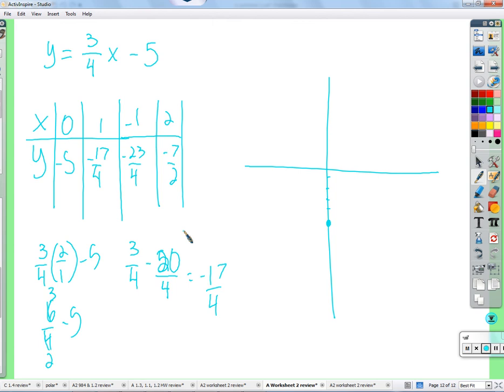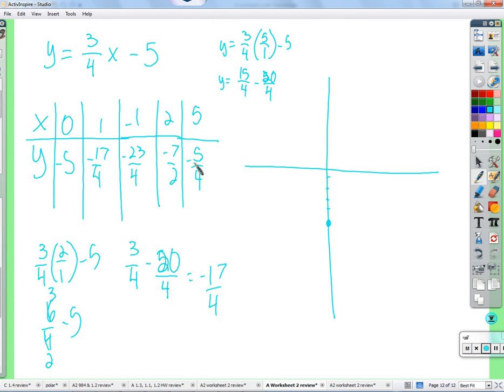I guess wouldn't 5 be easier? Plug in a 5? Yeah. Plug in a 5 for x. Y equals 3 fourths times 5 over 1. Let's put it over 1 because that makes it easier to look at. Minus 5. Y equals, this is 15 fourths minus 5. That's 20 fourths. So now I get negative 5 fourths. 5, negative 5 fourths. What do you think, Tyler?